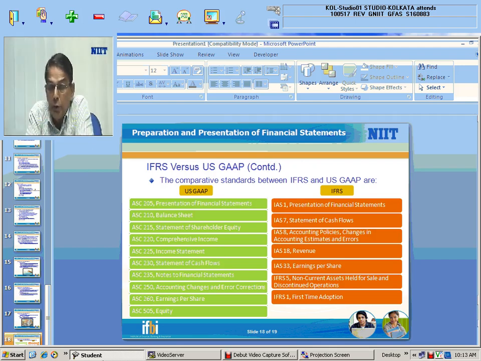Under US GAAP, ASC 205 presentation of financial statements, ASC 210 for balance sheet presentation, ASC 215 statement of shareholders' equity, ASC 220 for comprehensive income, ASC 225 for income statement, ASC 230 statement of cash flows, ASC 235 notes to financial statements, ASC 250 accounting changes and error corrections, ASC 260 on earnings per share, and ASC 505 on equity. These are the relevant standards under IFRS and US GAAP for preparation and presentation of financial statements.